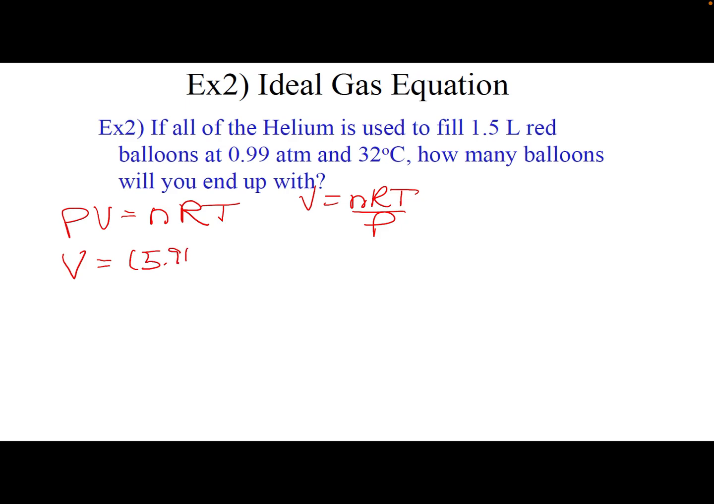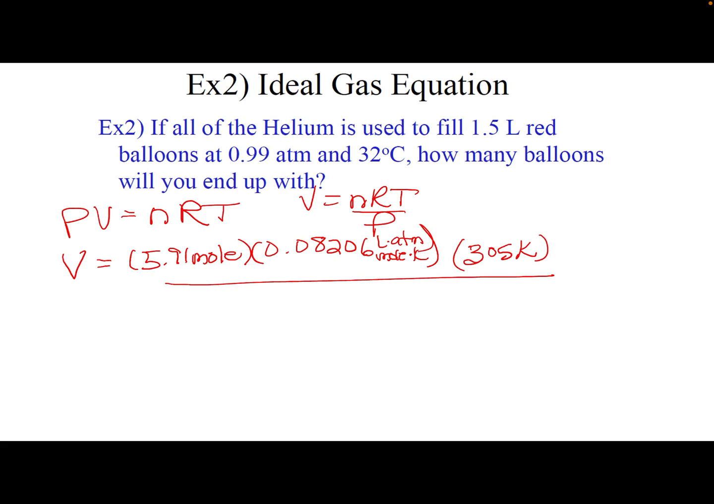My n is 5.91 moles because we just solved for that. I'll use R again, 0.08. I'm copying it from your formula sheet. Liter atmosphere per mole Kelvin. And then 32 degrees Celsius plus 273 is going to be 305 Kelvin. And I have 0.99 atmosphere. So I can cancel out my moles, I can cancel out my Kelvin, I can cancel out my pressure, and my volume then is 149 liters.